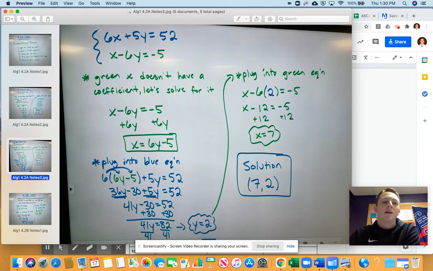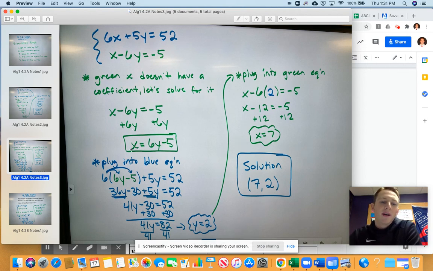Here we have a new system. Still got a blue equation and a green equation. Are there any variables that are already by themselves? Nope. Are there any variables that don't have a number in front of them? Yes. This x here in the green doesn't have a number in front, so we're going to solve for that x. We're going to get it by itself. So how do we move a negative 6y over? We are going to add 6y right here. So now we have x equals 6y minus 5.